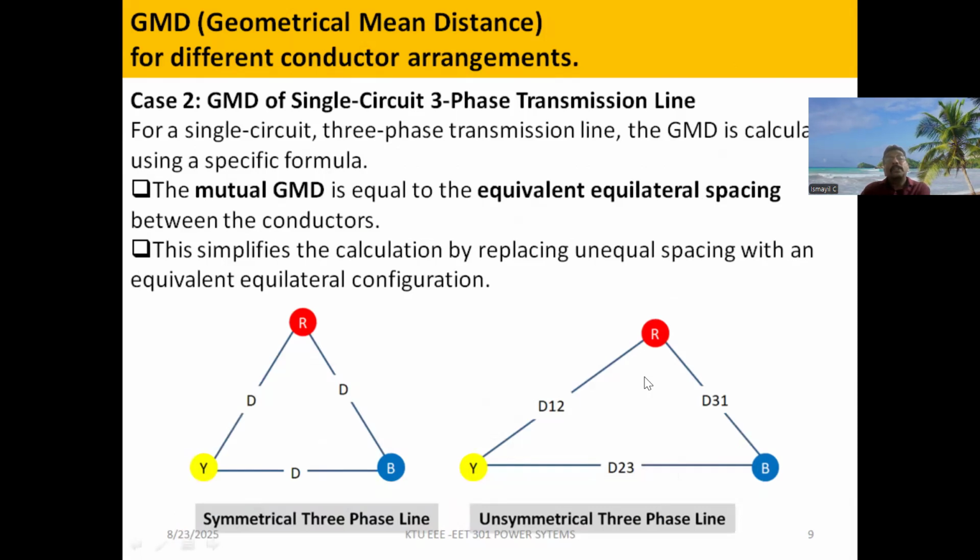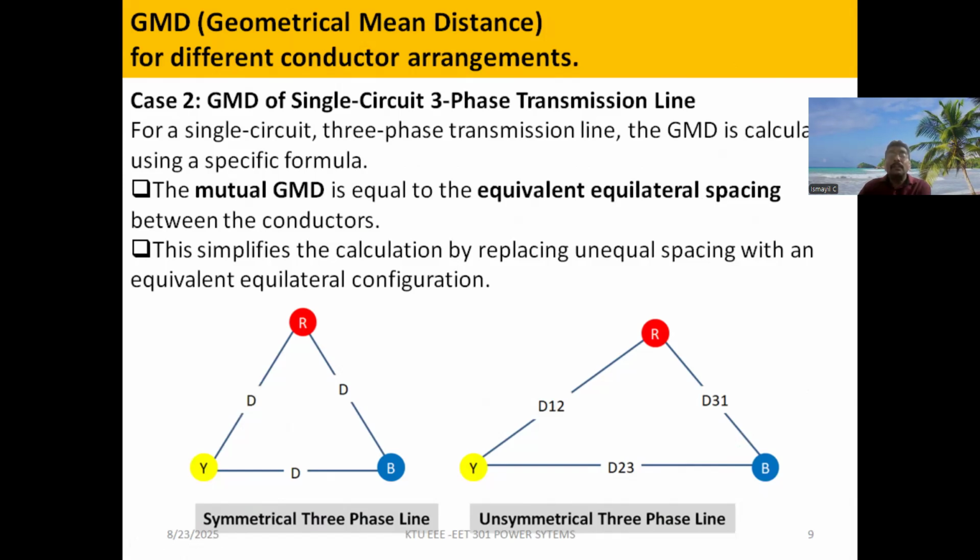Now we'll consider the second case. It is the GMD of a single circuit of a three-phase transmission line. Here, there are two cases we have to consider: either a symmetrical three-phase line or an unsymmetrical three-phase line. Then one more classification is also there, which we will see in the next slide.